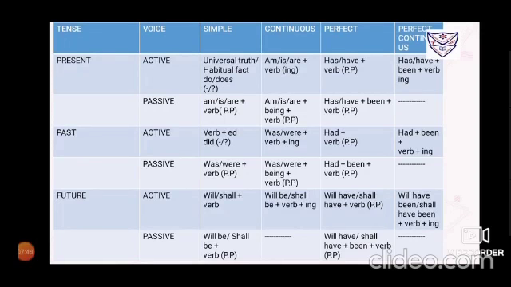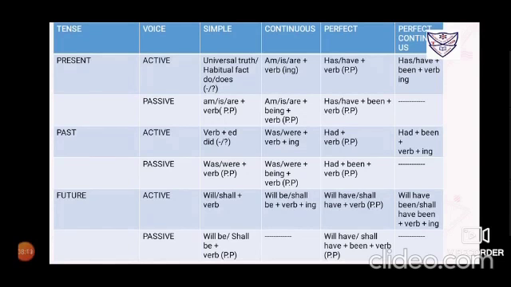When you are using did, you have to bring the verb in the first form, because in past tense the verb will be used in its second form, but when you are using did, you have to bring the verb in its first form, or you can say the present form. Now, for the passive voice of simple past, you have to add was and were, and the verb again will come in its third form.